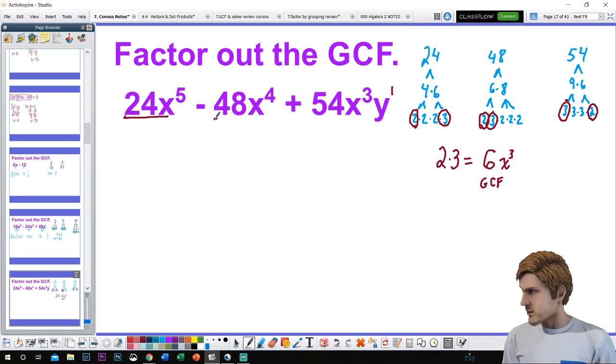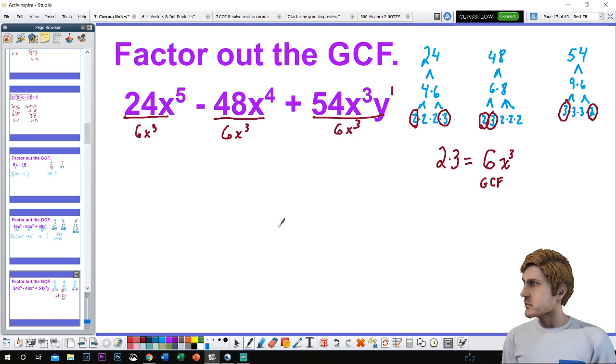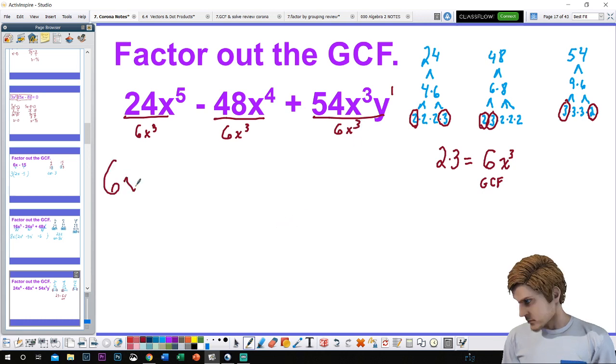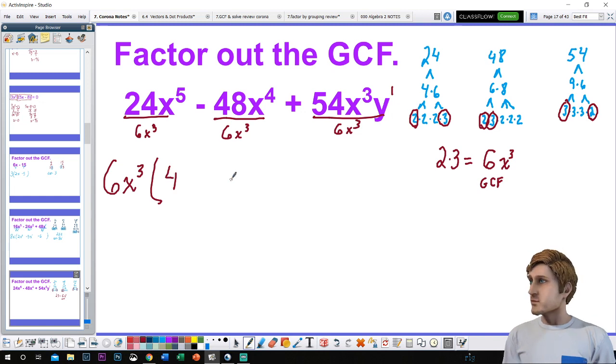So I'm going to divide just like before. Divide each of these by whatever the GCF is. In this case, it's 6x cubed. And I'm going to take that out. Now, divide each of the numbers. So 24 divided by 6 gives me 4. 48 divided by 6 gives me negative 8. 54 divided by 6 gives me 9.